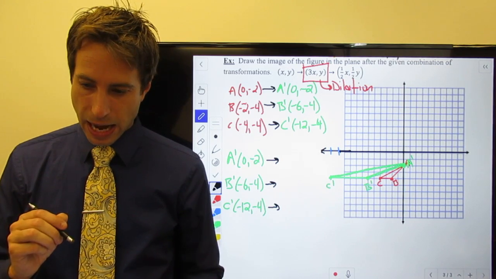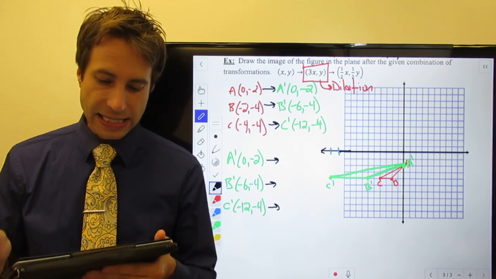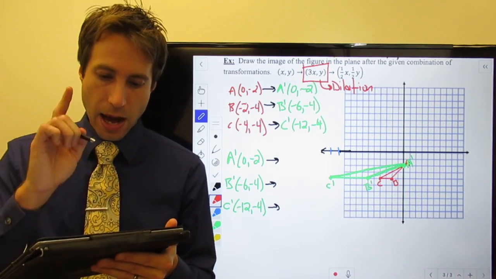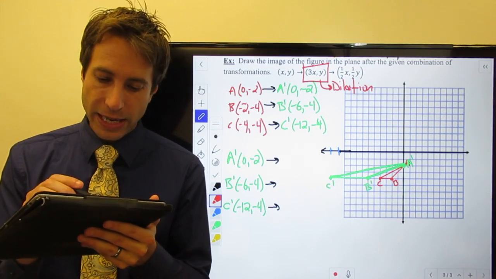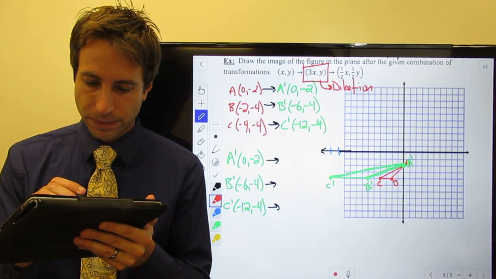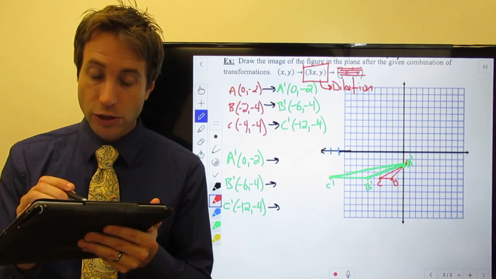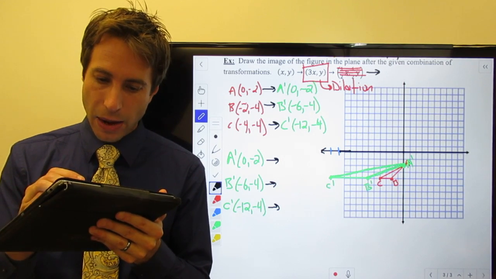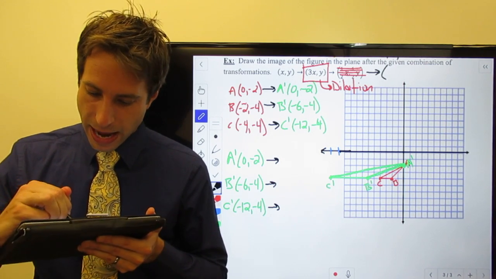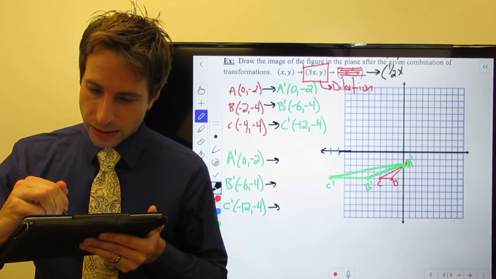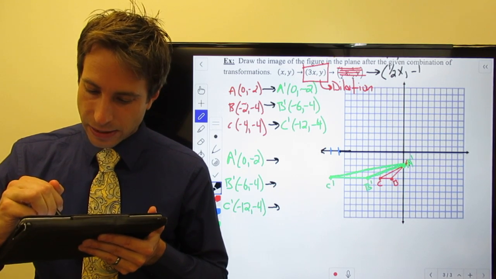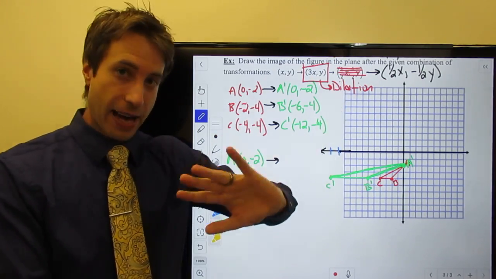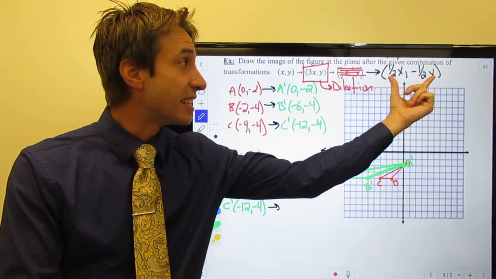I feel like I made a mistake. I did. I apologize once again. I am so sorry. I do have a typo here. Actually, scratch that guy out. Here's the transformation. I want you guys to do 1/2 x, comma, minus 1/2 y. Okay, so instead of that, don't do that, do this one, all right?